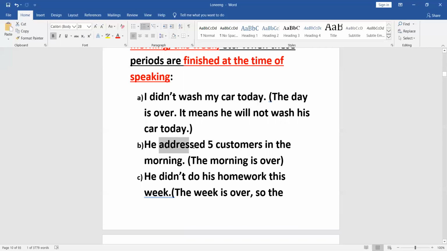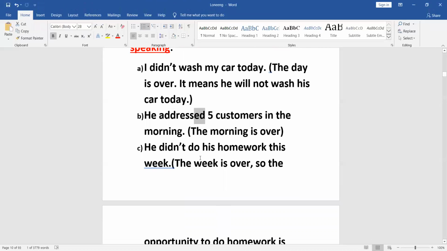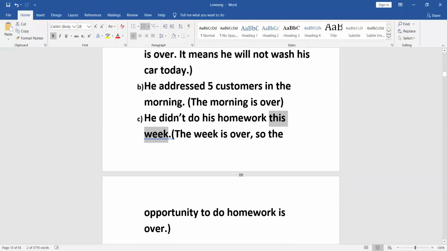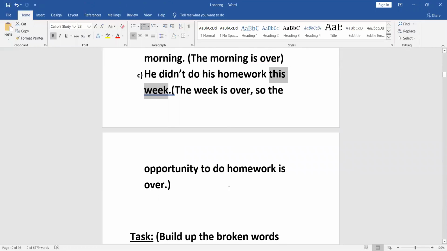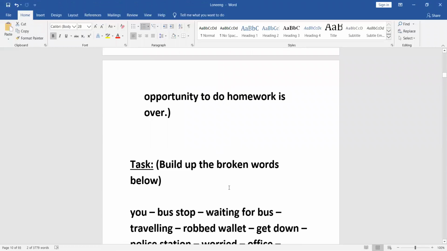Okay. He addressed 5 customers in the morning. The word "addressed," "ed," indicates that in the morning, he attended to 5 customers. The morning is now over. It's not morning anymore. He didn't do his homework this week. Okay, so "this week" indicates that it's past tense. The week is over and he does not have the opportunity to do his homework.